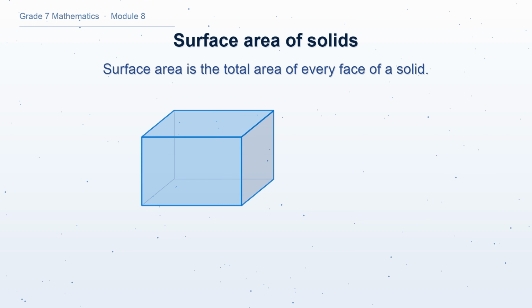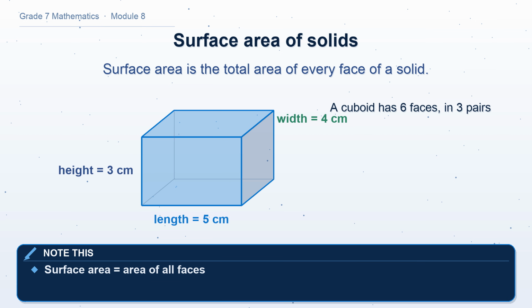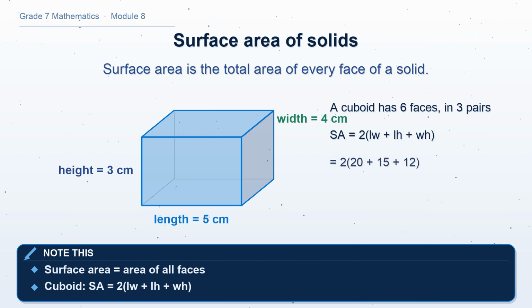A cuboid has 6 flat faces and they come in 3 matching pairs. So the surface area is 2 times the sum of 3 rectangles. Length times width, length times height, and width times height. For a box 5 by 4 by 3, that is 2 times the sum of 20, 15, and 12. The total surface area is 94 square centimeters, still measured in squares because each face is a flat surface.